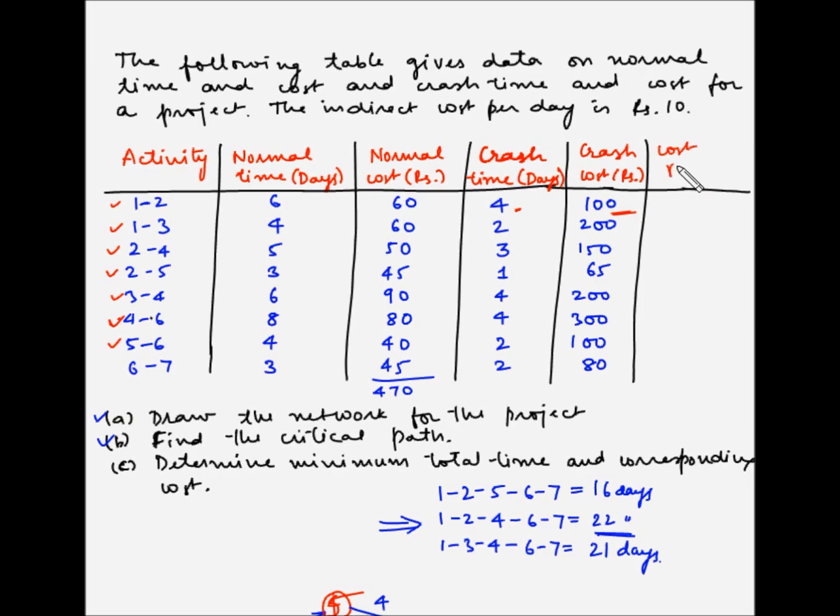So this is cost per day. So the cost after crashing the first activity is 100 rupees, while the normal cost is 60 rupees. So the difference is 100 minus 60, which is 40, and the difference in time is 2 days. So the cost per day is 40 divided by 2, which is 20.